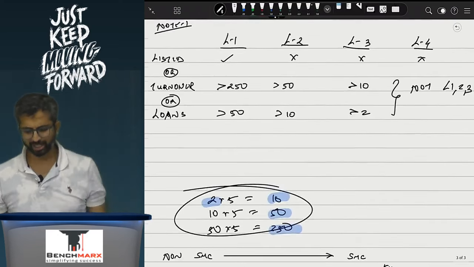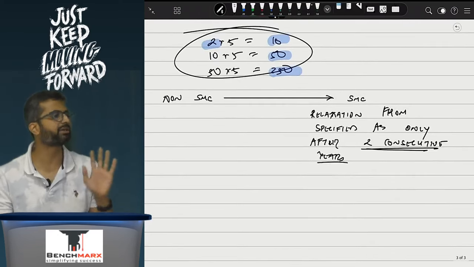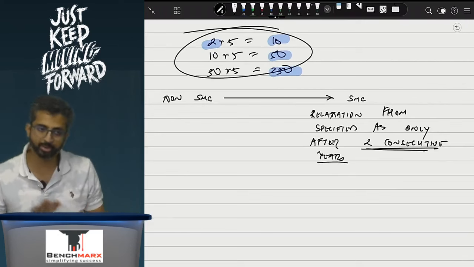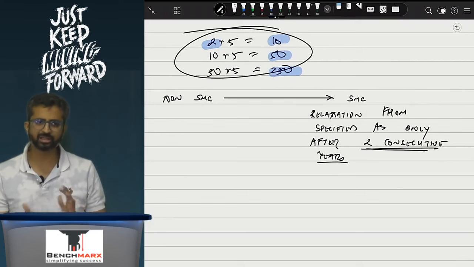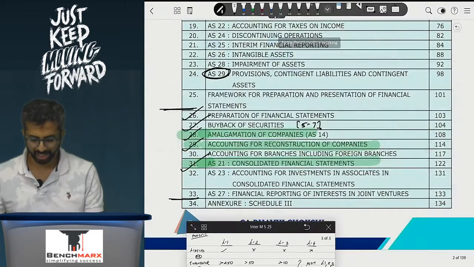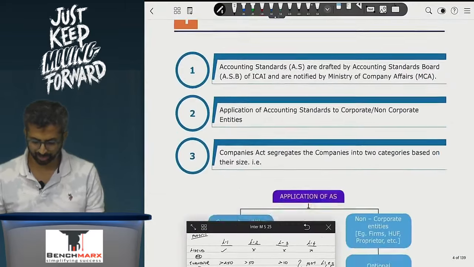Yes. Okay, relaxation from which accounting standards? We'll just read that for the time. At a later stage, once you do those accounting standards, you will be able to correlate it slightly better. Are things clear in your mind till now? Yes. Okay, so let us review the applicability section on your velocity book.